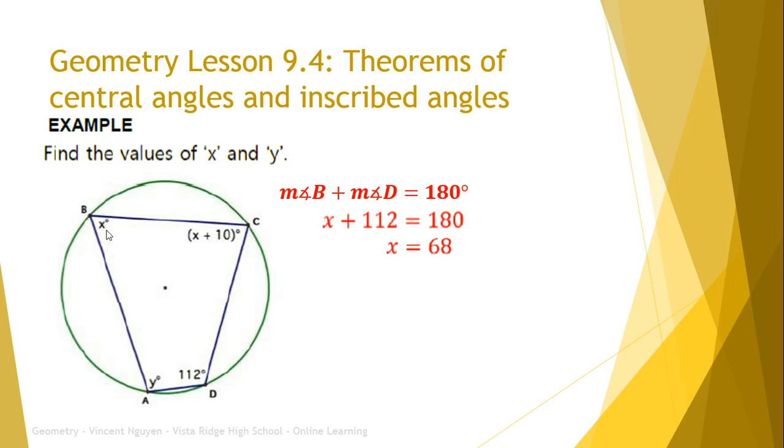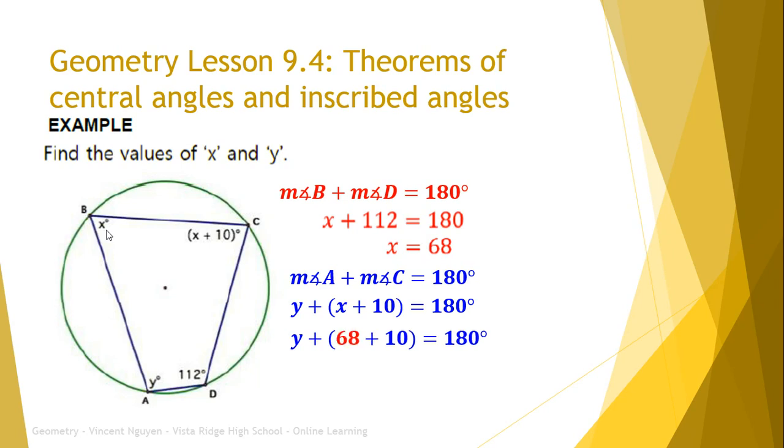Now we can use the same theorem for A and C. Angle A plus angle C equals 180. Angle A is y, and angle C is x plus 10. Now, we have two variables in one equation. But lucky for us, we already know one of the variables. We already know what x is. So we substitute 68 in for x, and that becomes 78 because it's adding 10 to it. So y plus 78 equals 180. Then you subtract 78 to get y equals 102.